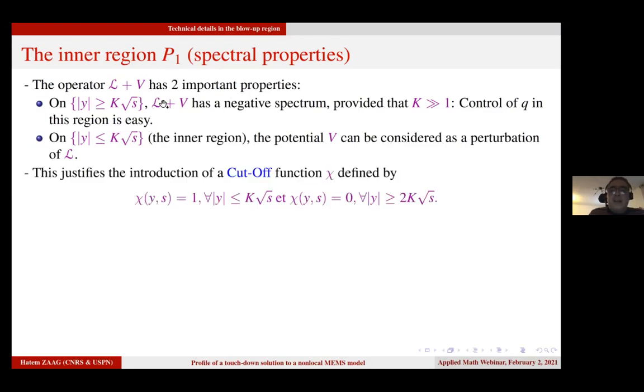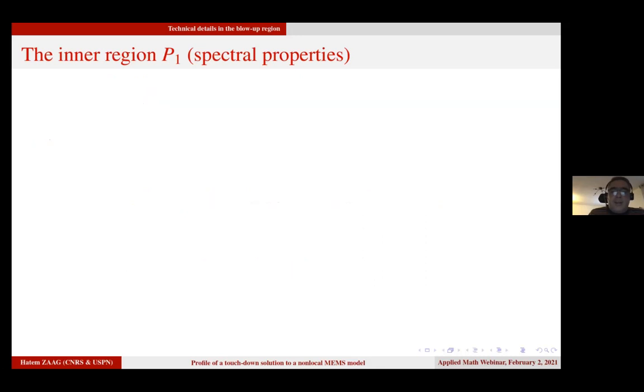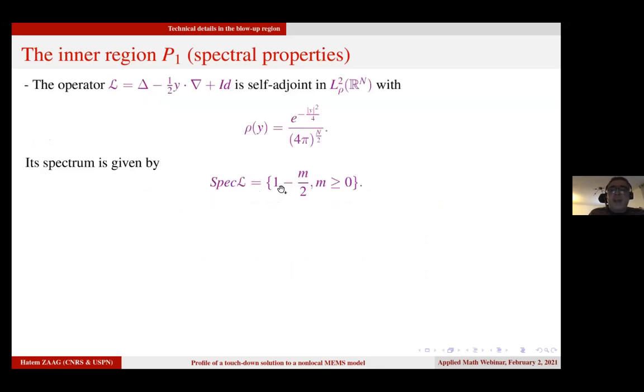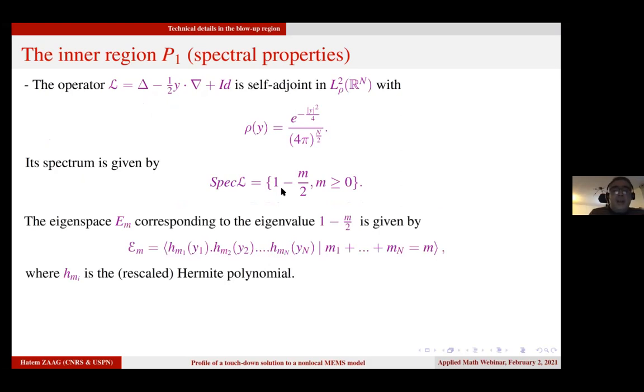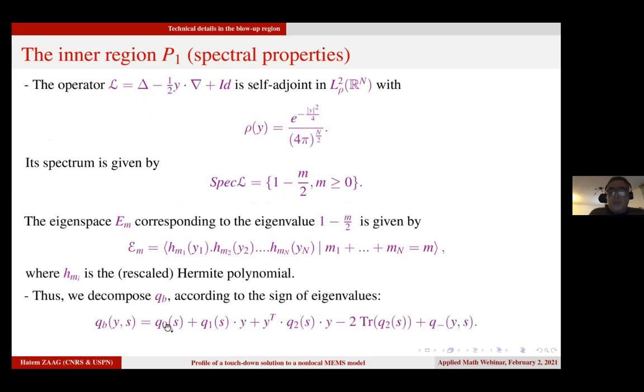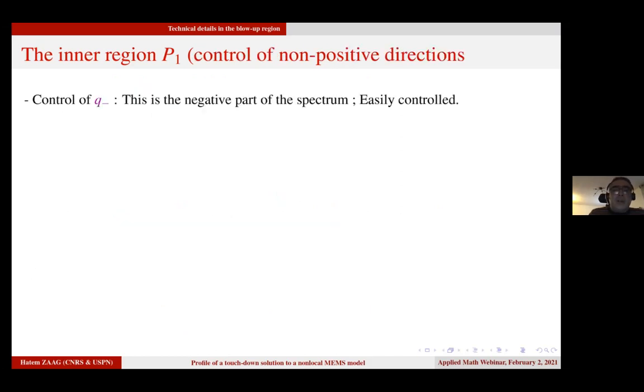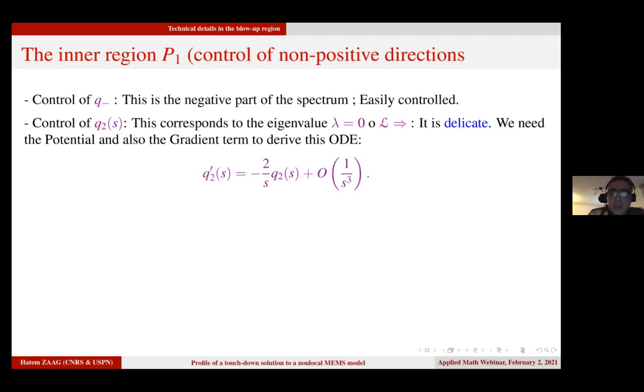And L, in fact, has this spectrum: 1, 1/2, and 0, and then negative 1/2, negative 1, negative 3/2, which are negative. Of course, the eigenfunctions are given by Hermite polynomials. Very easy. In one space dimension, that's 1, y, and y squared minus 2. So in fact, we will not care about Q minus because it's the negative part of the spectrum. You start small, you stay small. So that's how we reduce to only 3 components, finite dimensions.